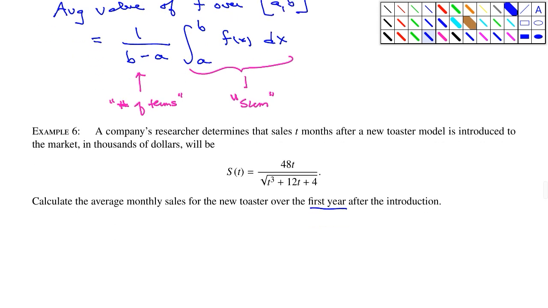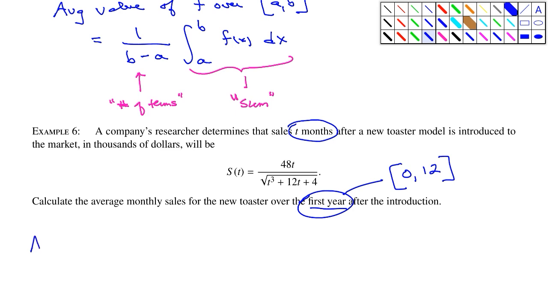So I'm going to use the formula, but now you have to notice one little thing here. T is measured in months, and we want the first year. So that tells me that we need to go from 0 to 12, because there are 12 months in a year. And yes, we start at 0, because if we start at 1, then that's starting in the middle. You always start at 0 when you start counting and going forward like this.